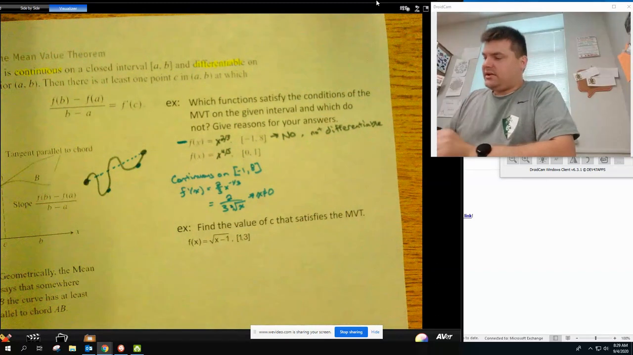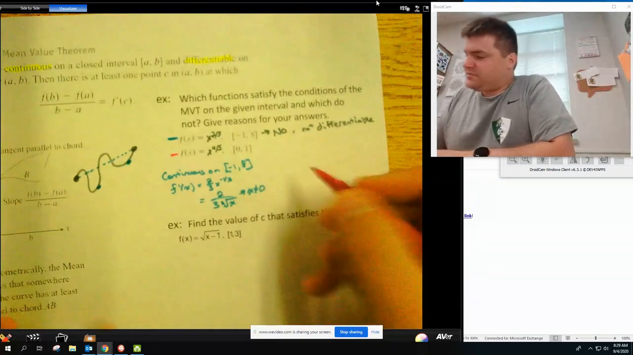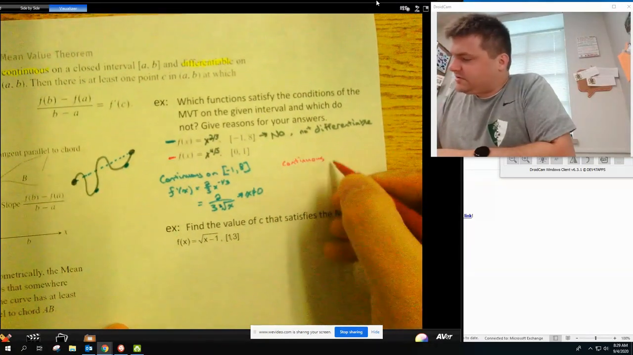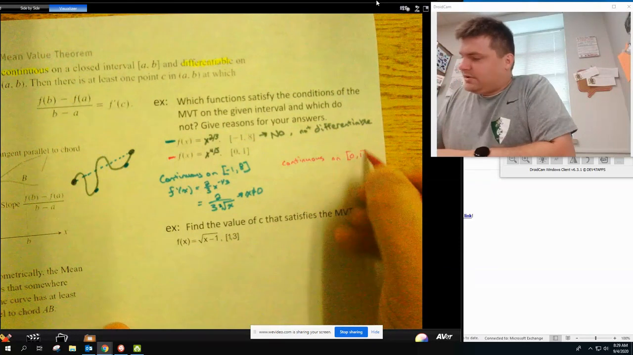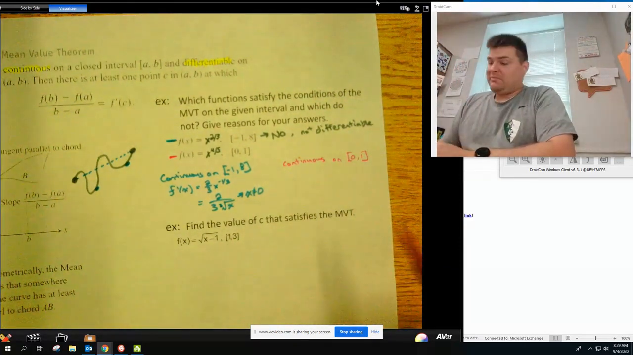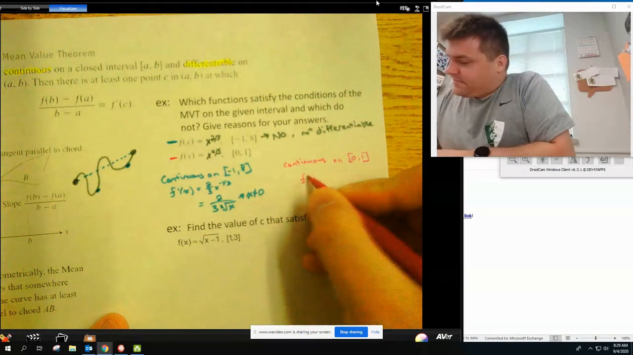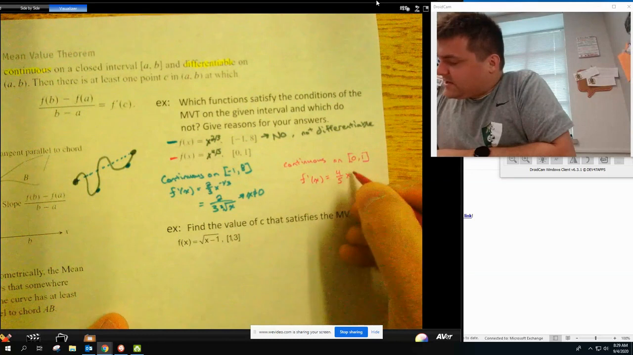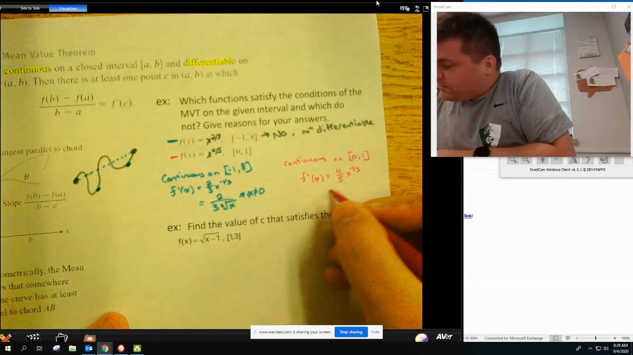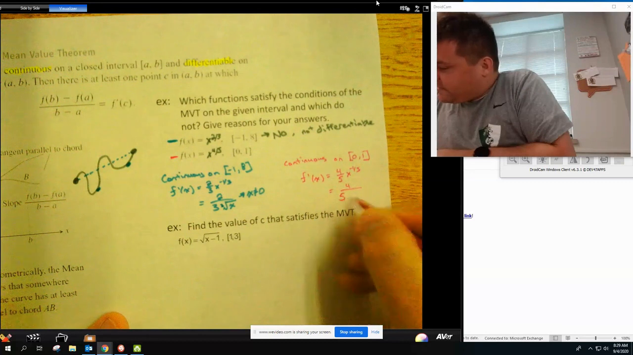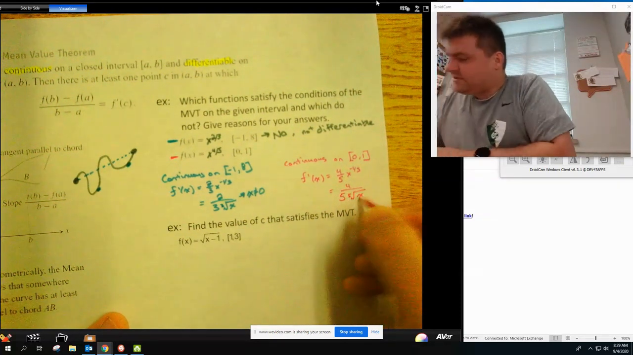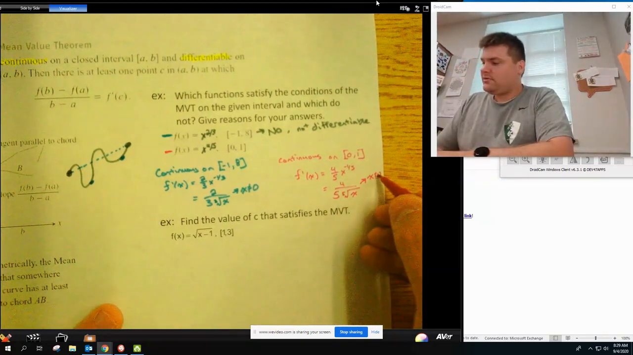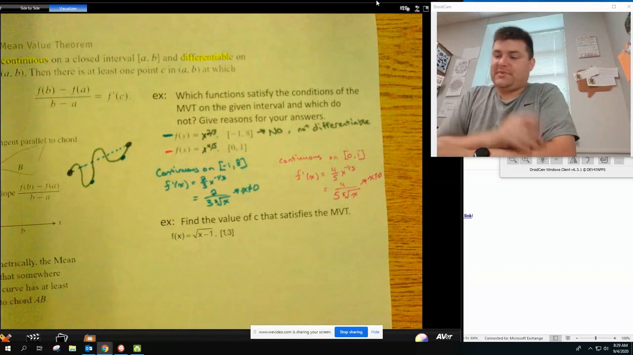Do the next one in red here. So again, this one is continuous. There's no restrictions on the domain, so it's continuous on 0 to 1. But it looks like we're going to run into the same problem here. So let's just go through this. f prime of x is going to equal 4/5 x to the negative 1/5, and that's going to equal 4/5 fifth root of x. So in this case, x cannot equal 0. But I'm going to tell you right now that this actually works. All conditions are met.